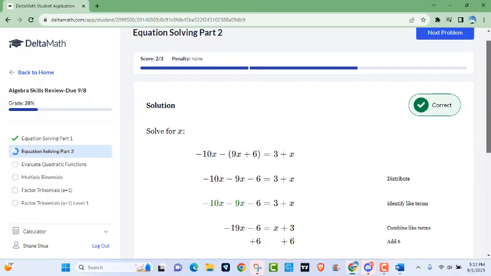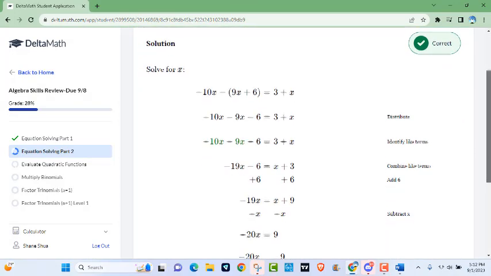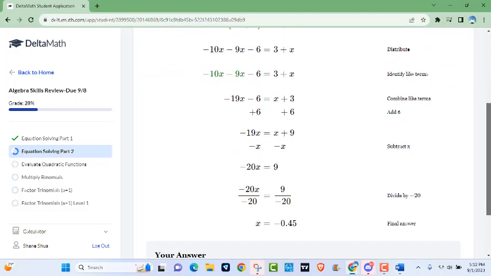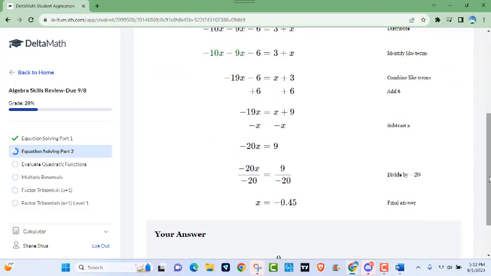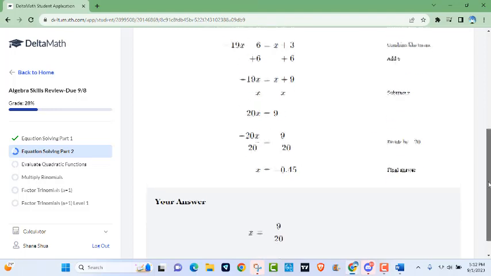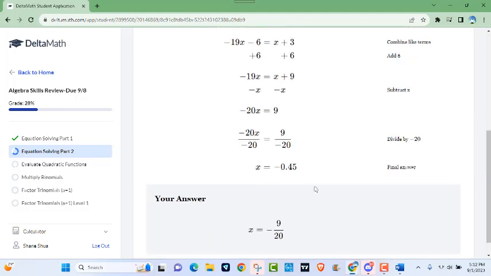And you see DeltaMath also shows the same steps. Oh, they put it in decimal form. So negative 9/20 is negative 0.45 in decimal, but they accepted my answer of negative 9/20. So I would leave it at negative 9/20 unless the question specifically says place it into decimal form. But it looks like DeltaMath accepts both answers.